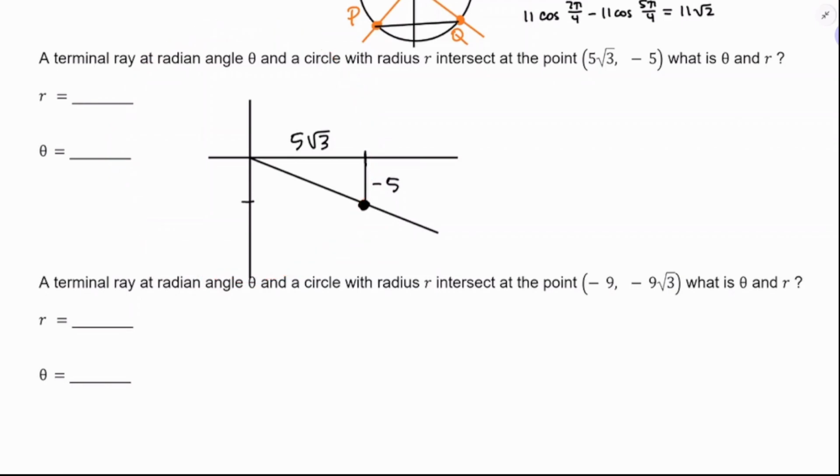And there's no shame in using the Pythagorean theorem. I'm going to say 5 root 3 squared plus negative 5 squared equals that radius squared. If I square 5 root 3, I'll have 25 times 3, two powers of 5 and two powers of square root 3, plus 25 equals r squared. 75 and 25 is 100, equaling r squared. We want the radius of our circle to be a positive number, so r equals 10.